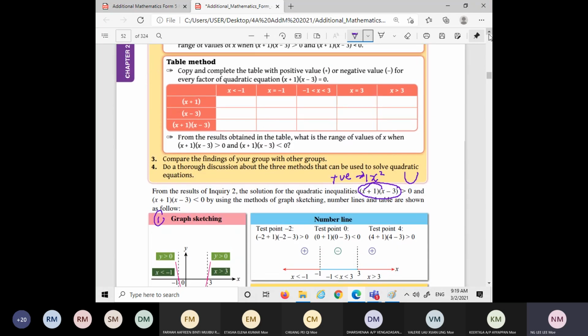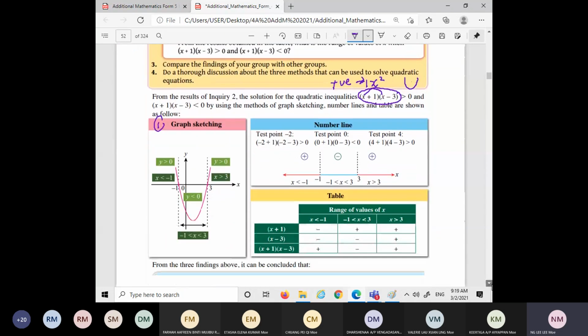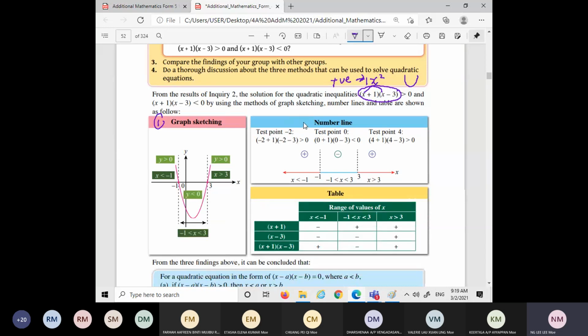Now we go to the second method. Second method, we call it the number line method. For the second method, same thing, you draw a number line, then you've got the two cutting points, which are 3 and -1. Remember, 3 is bigger than -1, so you write 3 at the right hand side and -1 at the left hand side.